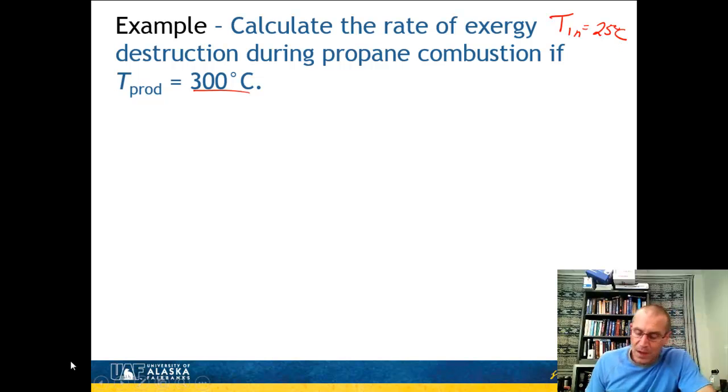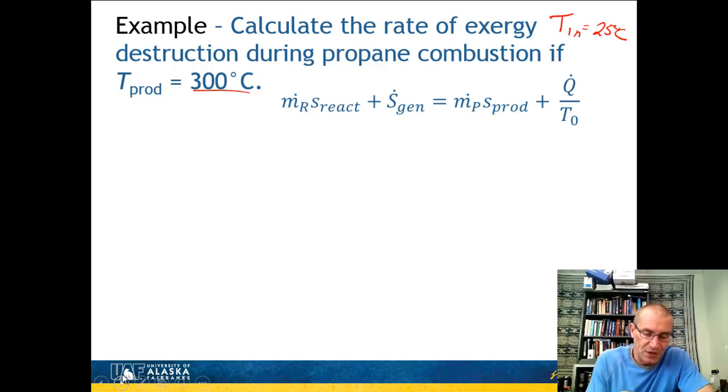And what we want to do is calculate the rate of exergy destruction, which means we need to know the rate of entropy generation. So here's my equation again. I'm going to first find S gen, which means I need to find all the individual specific entropy values from our reactants and my products. Q dot we got from our previous problem in the previous video, so we can just use that value. So let's go ahead and go through this.